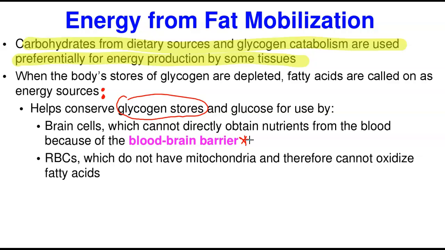And not just that alone, the red blood cells, or erythrocytes, do not have mitochondria, and therefore they cannot oxidize fatty acids. So what they rely on is also glucose. This is why it is very important that the glycogen store is conserved, and glucose will be there for the brain cells and the red blood cells.